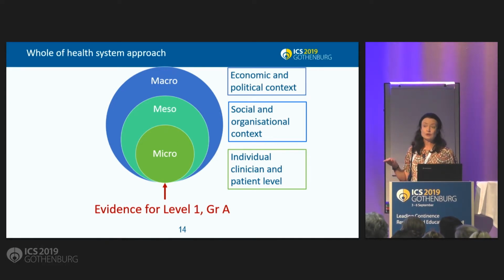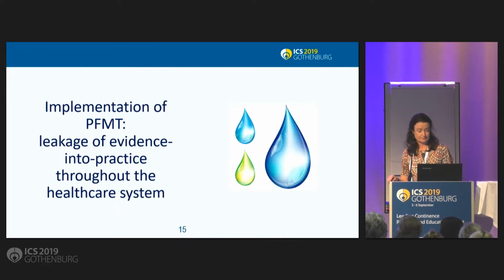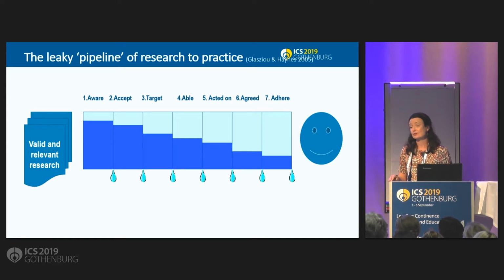So we won't change health outcomes for women with incontinence or prolapse if we stay at the micro level. We've got to work much harder to implement beyond that level. Therefore, we need to make sure change occurs at all levels through the health service. But what happens when we try to push evidence through to clinical practice? We get some leakage through the system, or attrition through the pipeline of research to practice. And again, it's not a single step. We get dropouts along the way.